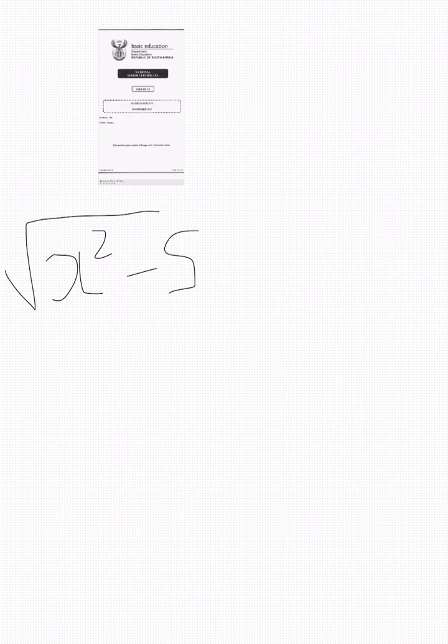It says the square root. Why is my pen so tiny? Let me go back and see if I can. Square root of, that's much better. x squared minus 5 equals 2 times square root of x.